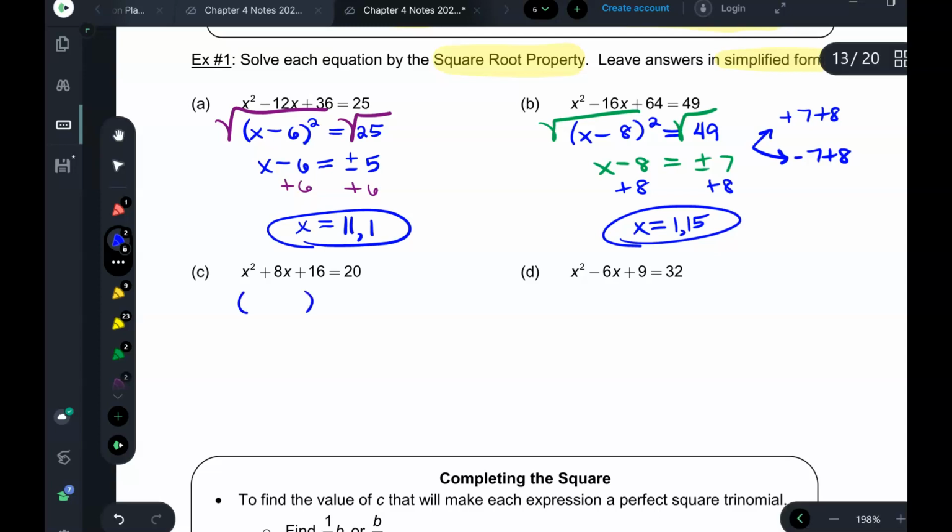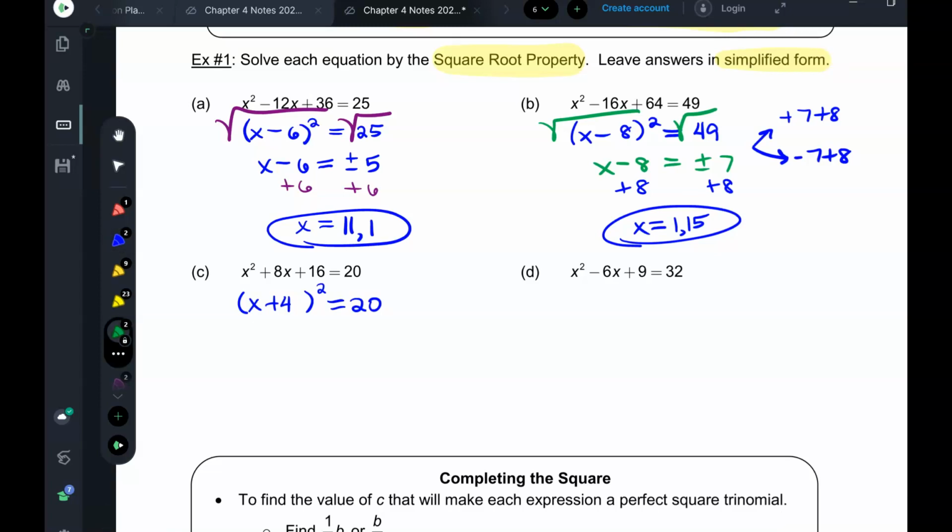All right, left side. What is the perfect square? Equals 20. Now this one. Why is it plus 4? Is it x plus 4 times x plus 4? Because there's no negatives. Look at the 16. That's the perfect square of 4, just like this was 6 and that was 36. This one was 8 and 64. Think about whatever the square root of that last one is.